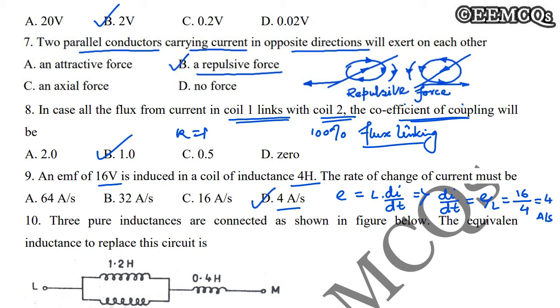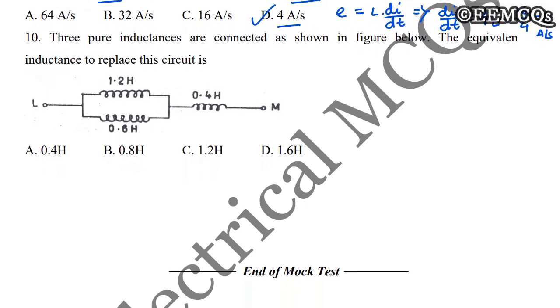And the last question, that is question number 10. We have to find out the equivalent inductance here. Three pure inductances are connected as shown in the figure. The equivalent inductance to replace this circuit is what? So the equivalent inductance, how will it be calculated?